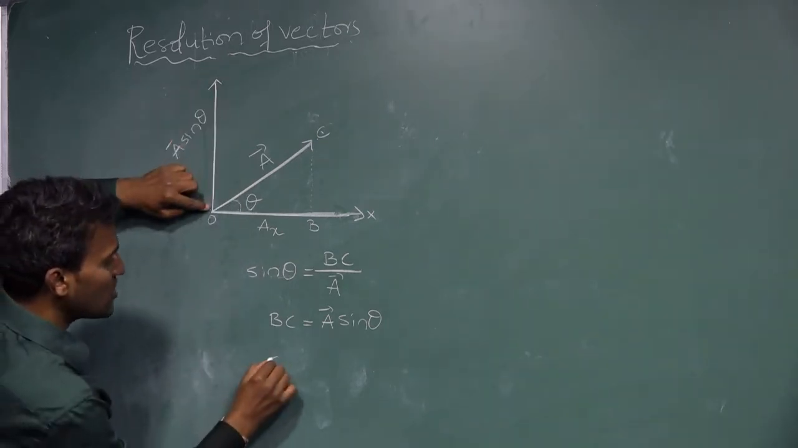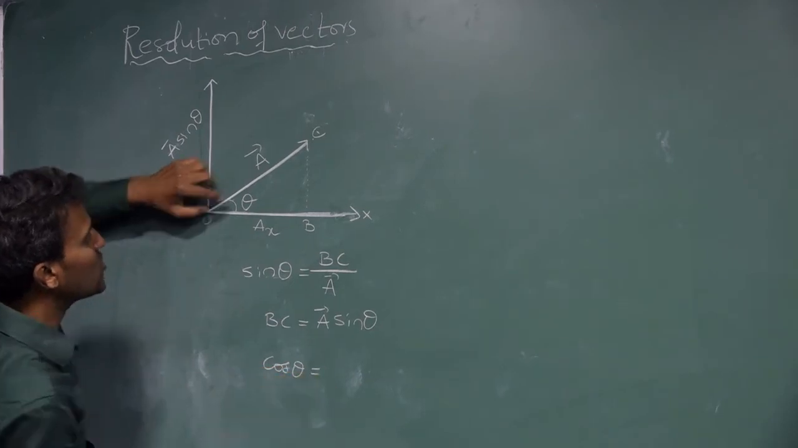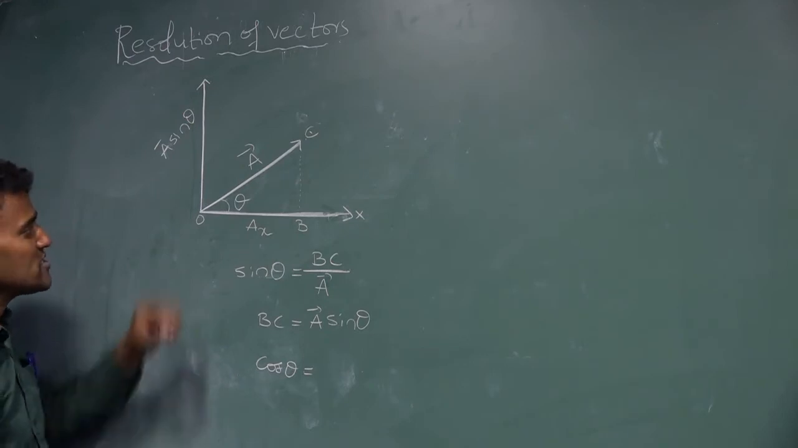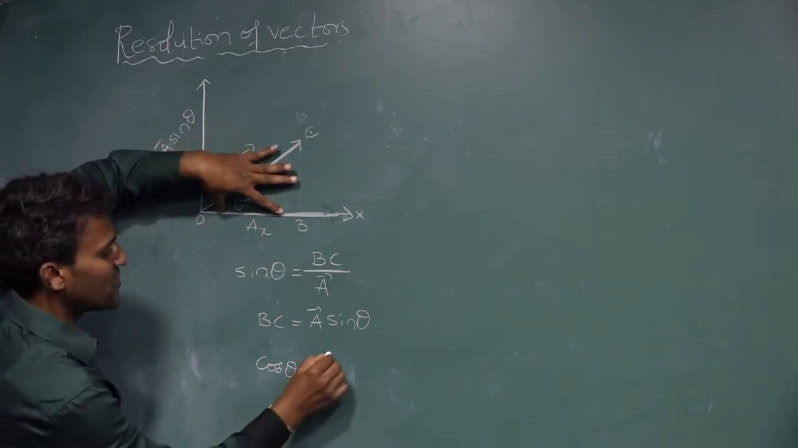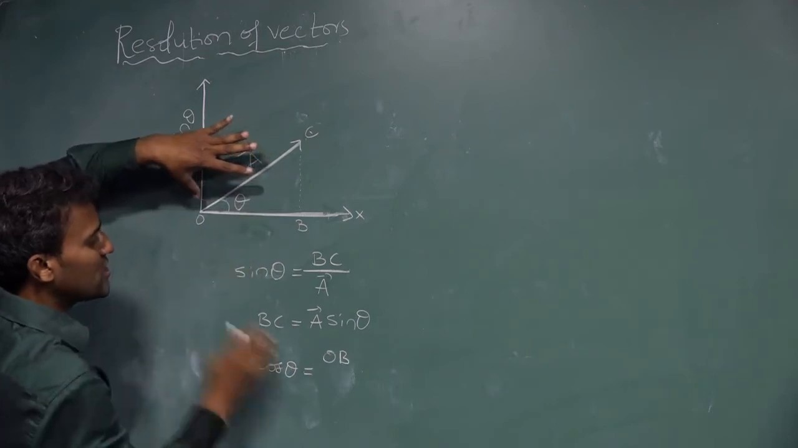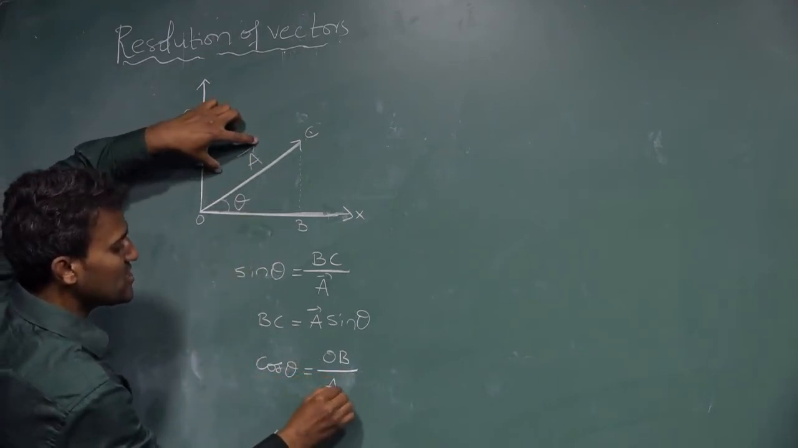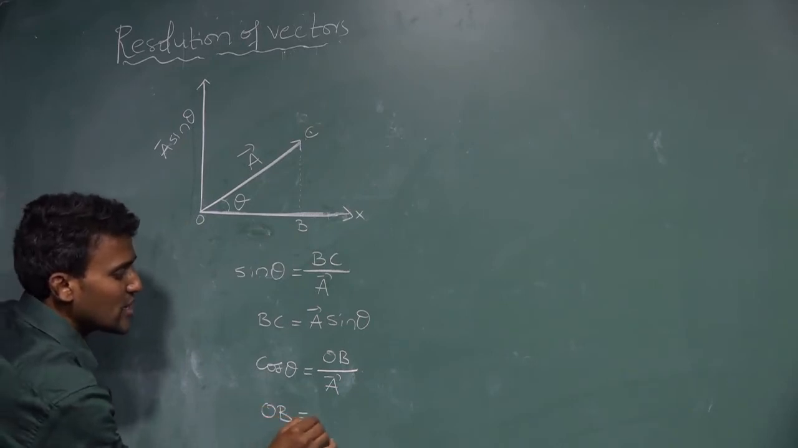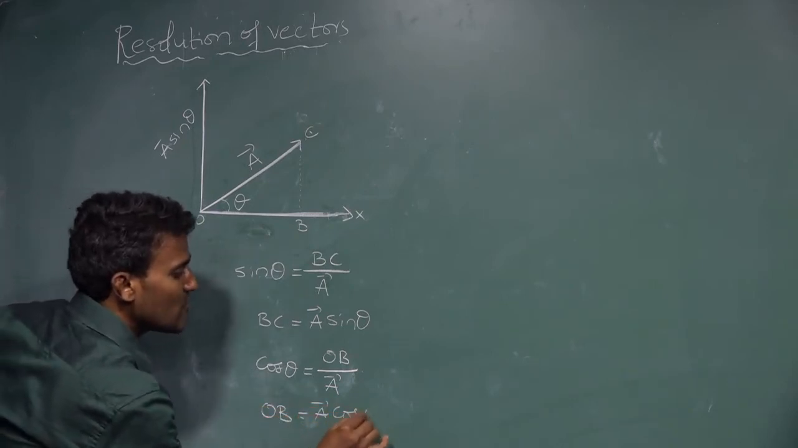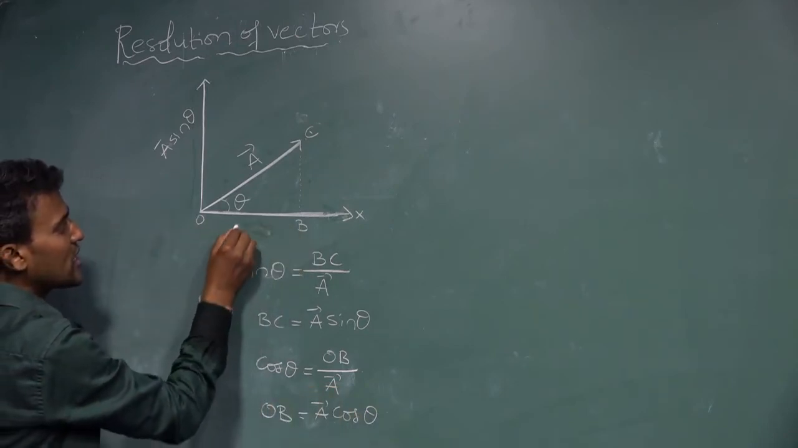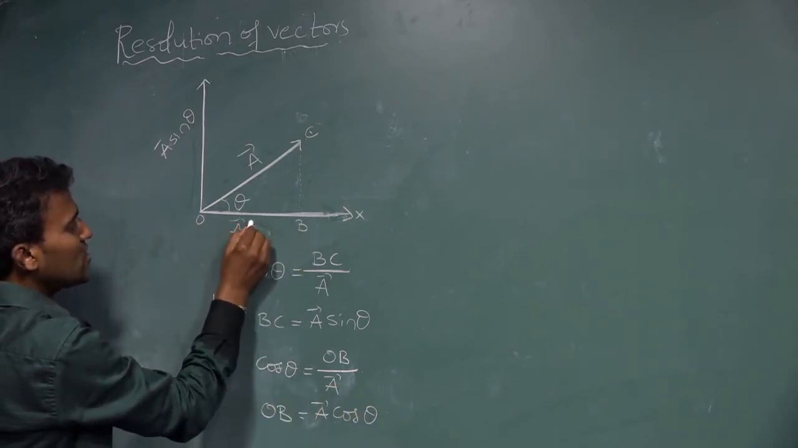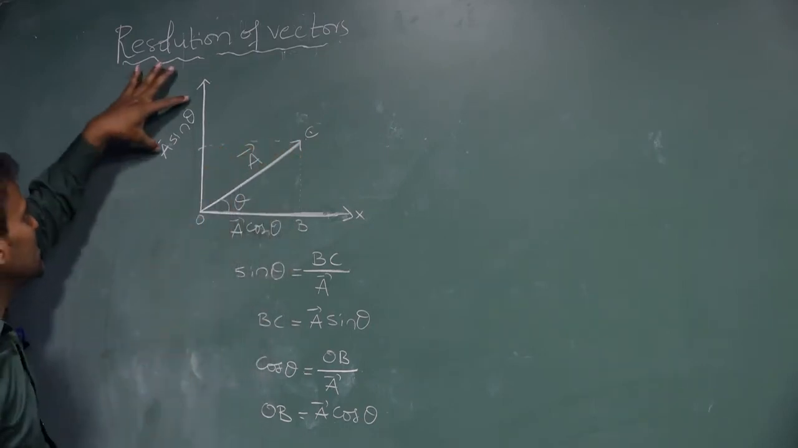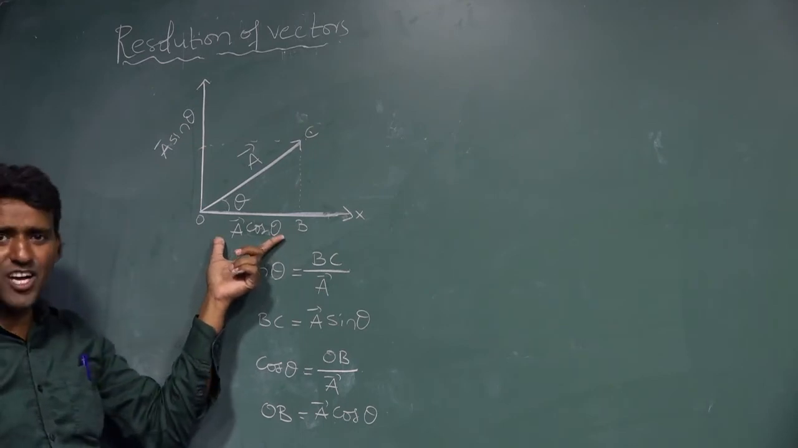And next I am writing cos theta. Cos theta is equal to adjacent side divided by hypotenuse. What is the adjacent side? It is OB. OB divided by hypotenuse A bar. So if you take A bar to this side, OB is equal to A bar cos theta. This is A sin theta. This is A cos theta.